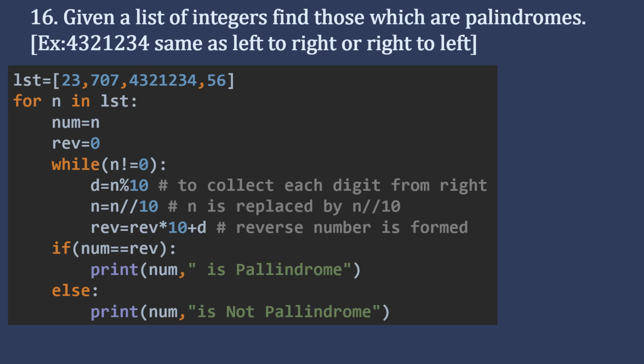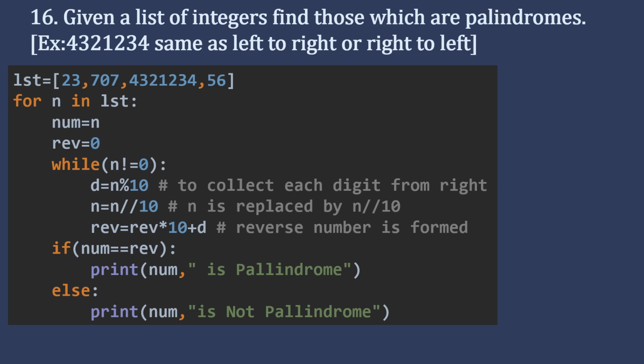In the second iteration, your n value has become 2. So d will become 2 modulo 10, that is 2. And your n will become 2 divided by 10, that is 0. And rev will become rev into 10 plus d. Earlier rev had the value 3, so 3 into 10 is 30, plus 2, that is 32. So like this you can find out the reverse of a number. This loop will continue until your n becomes 0.